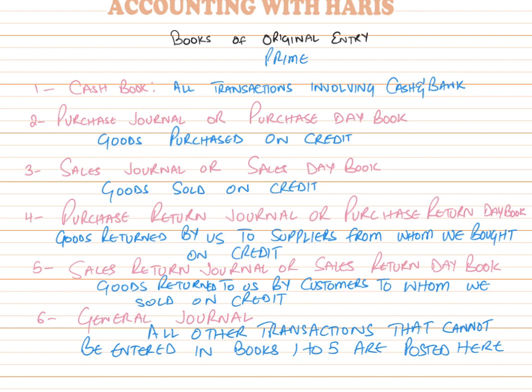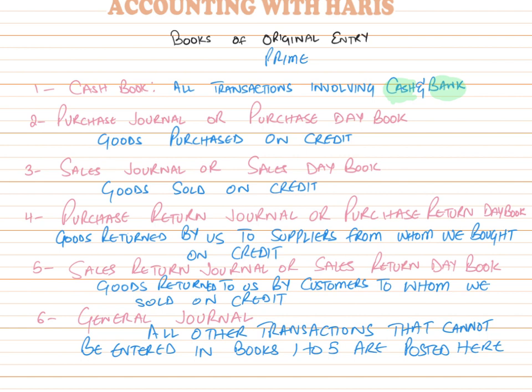So the first category is the cash book, and all transactions pertaining to cash and bank are recorded in the cash book. Meaning if cash is flowing into the business, or the business is receiving money in its bank account, or if cash is flowing out of the business, or money is going out of the bank account of the business, then all such transactions would be recorded in the cash book. So just remember the keywords cash and bank. All transactions pertaining to cash and bank come in the cash book.